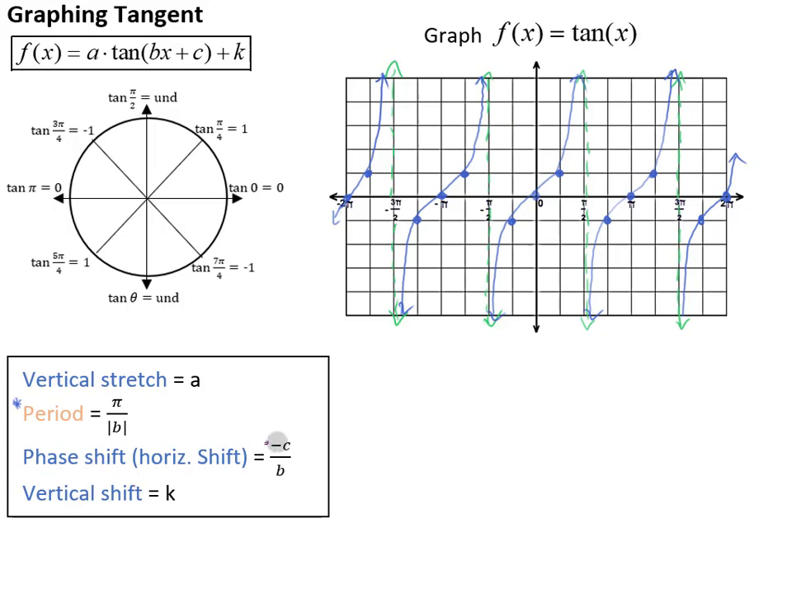The phase or horizontal shift, you can still recognize as the opposite of C over B. Really, we could just say C is the horizontal shift, and B is a horizontal stretch or compression.